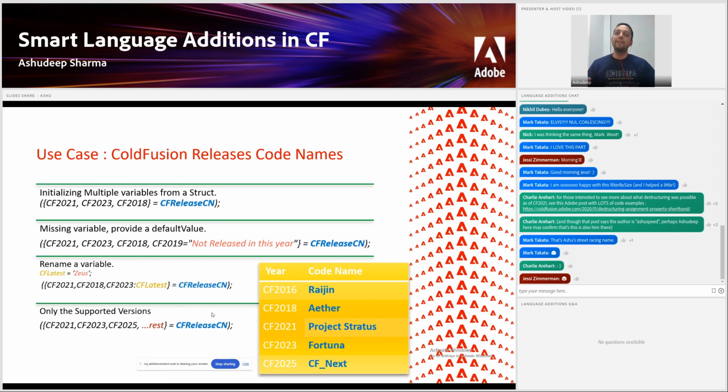You don't need to care about some wrong values or some values missing in this. And then there comes another use case where you want only the last 3 releases, including the current release, and you don't need to bother about the earlier releases. So you can always specify this using the rest operator. You assign the values for the last 3 versions, and the rest operator for the remainder. What it will do is initialize these 3 variables to these 3 values, and the rest will be initialized with the CF 2016 and CF 2018 Aether values.